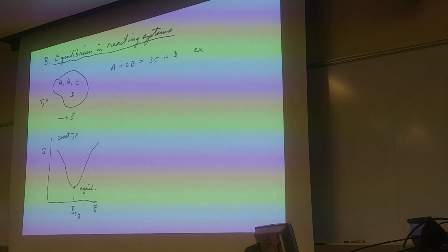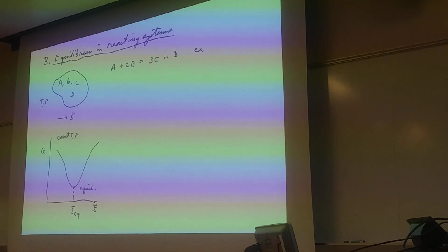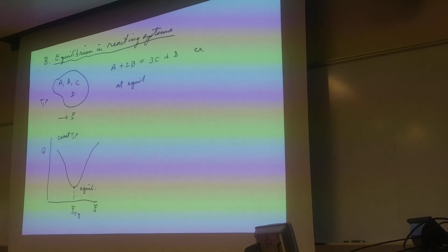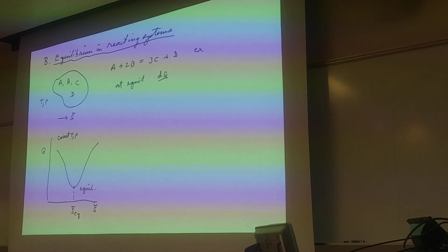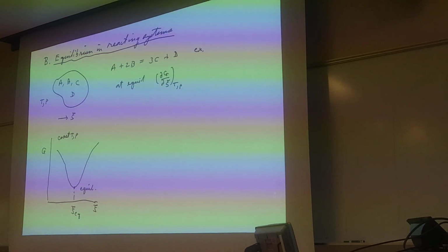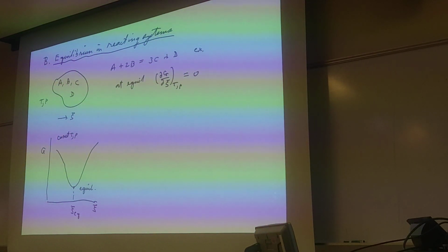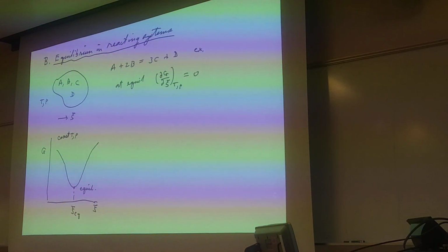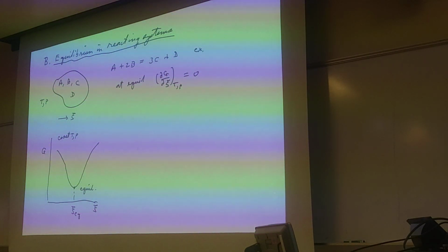So what I know is that at equilibrium, properly, let's do it as a partial derivative: the partial of G with respect to ξ at constant temperature and pressure equals 0. So that's what I'm going to build out. Now we have to remember what this looks like.